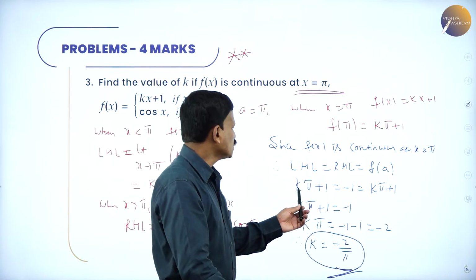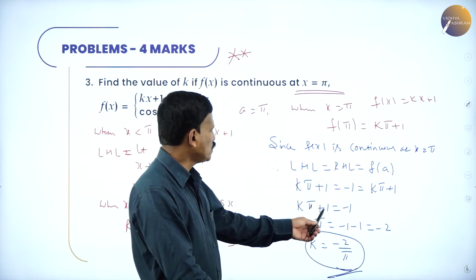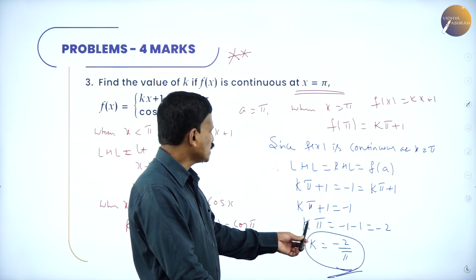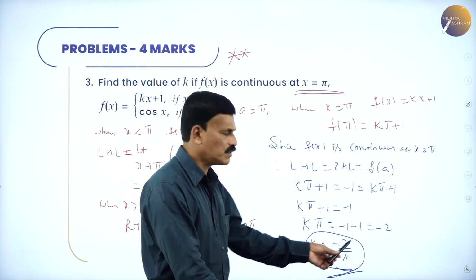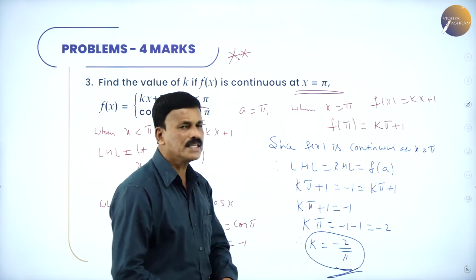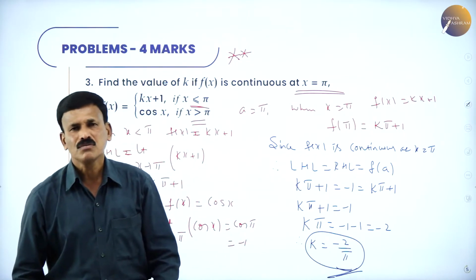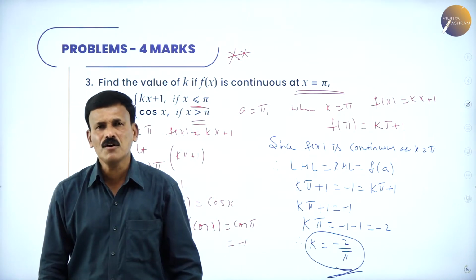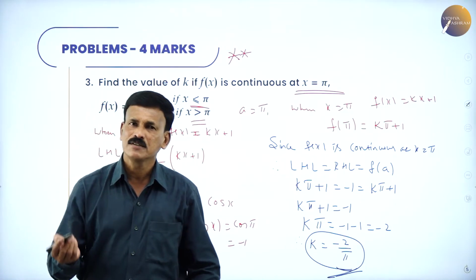So equate this first and second. K into pi plus 1 is equal to minus 1, or k pi is equal to minus 1 minus 1, which is minus 2. K is equal to minus 2 by pi is the simplified answer. So therefore the value of k is minus 2 by pi.